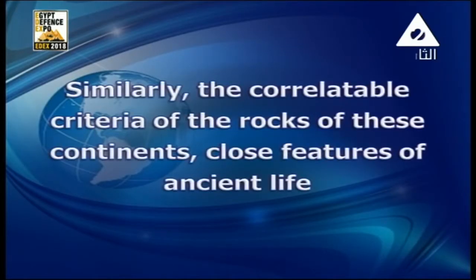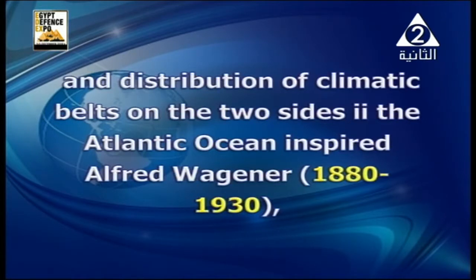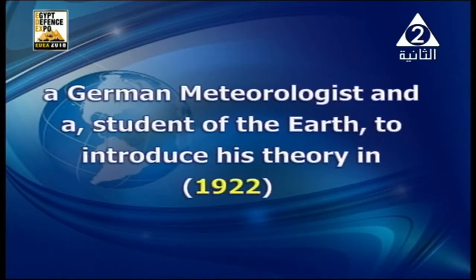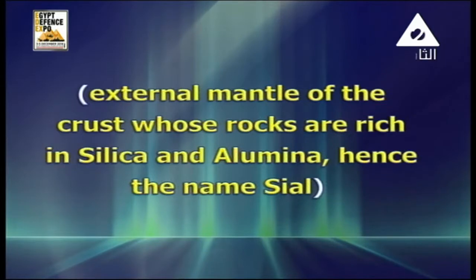Similarly, the correlatable criteria of the rocks of these continents, close features of the ancient life, and the distribution of climatic belts on these two sides, and also the Atlantic Ocean, inspired Alfred Wegener, 1880 to 1930, a German meteorologist and student of the Earth, to introduce his theory in 1922, which claims that the continents of the Earth were a huge, vast landmass formed of the sial, the external mantle of the crust, whose rocks are rich in silica and aluminum, hence we call it sial.